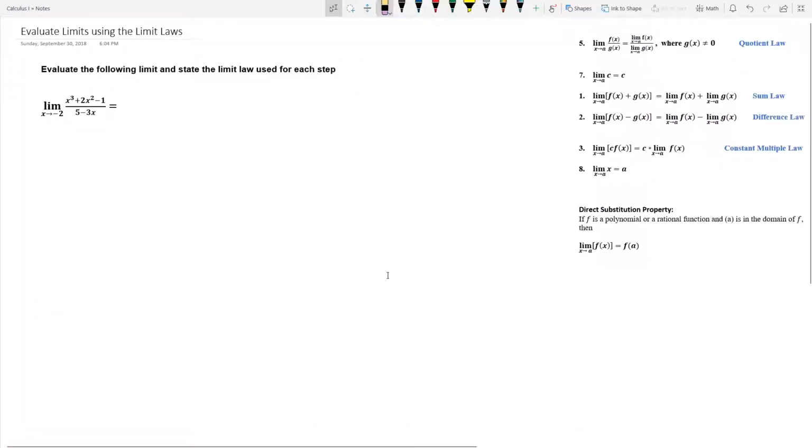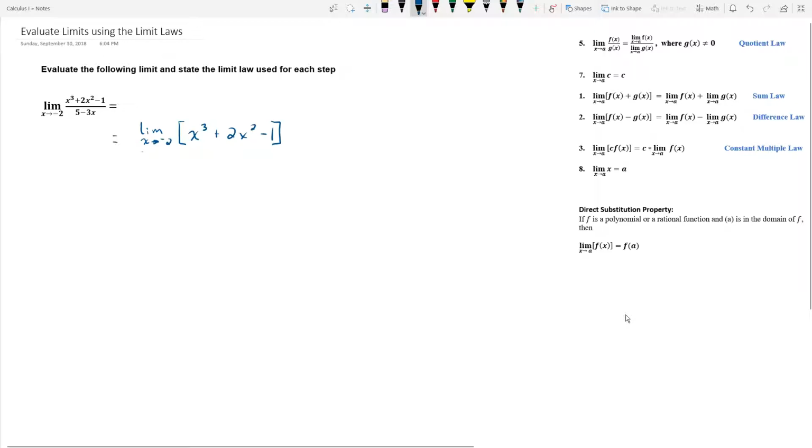We're going to walk through another evaluation of a limit, and we're going to use the limit laws for each step. So let's go ahead and begin by separating this using first the quotient law, and that states that we can take the limit of the numerator and the denominator separately. So we'll set that up as the limit of x as it approaches -2, the argument x to the third plus 2x squared minus 1.